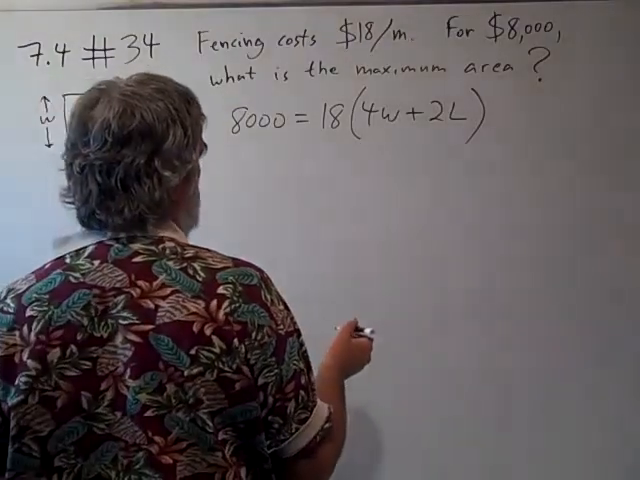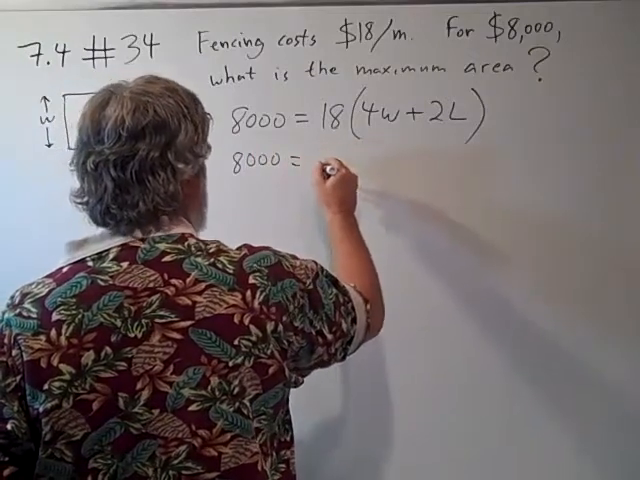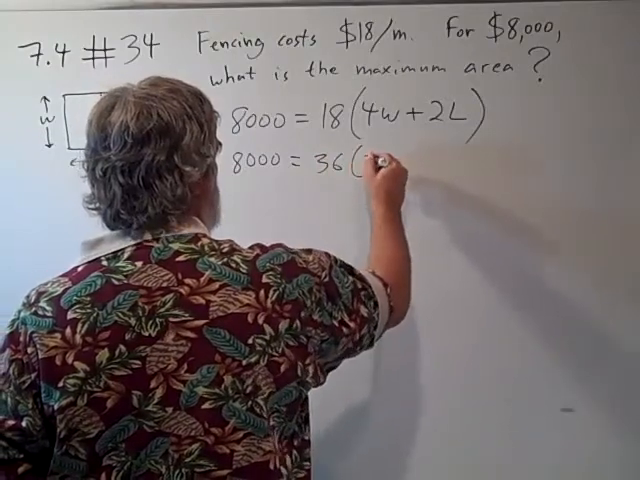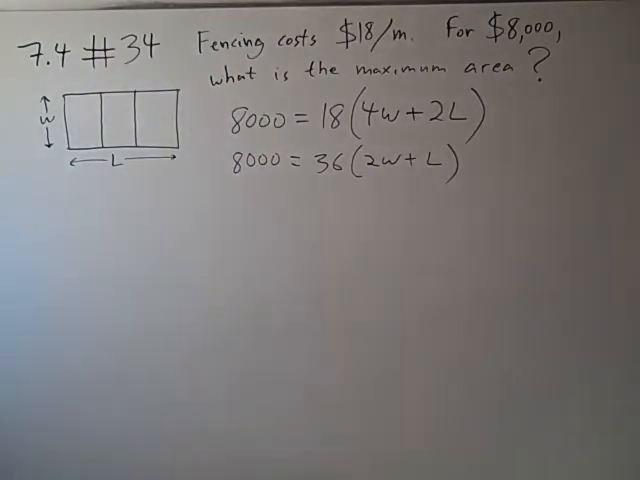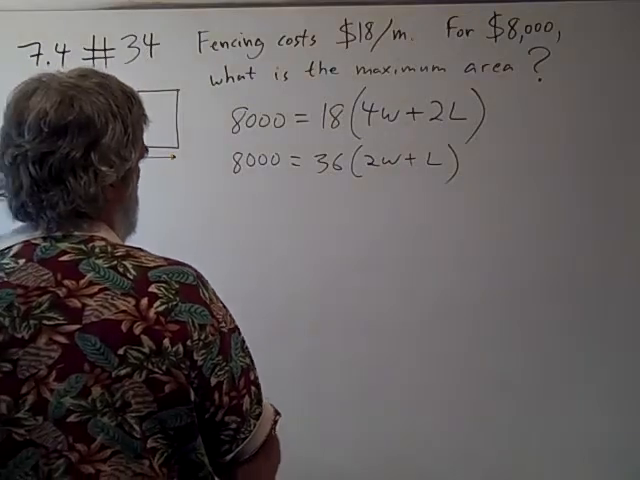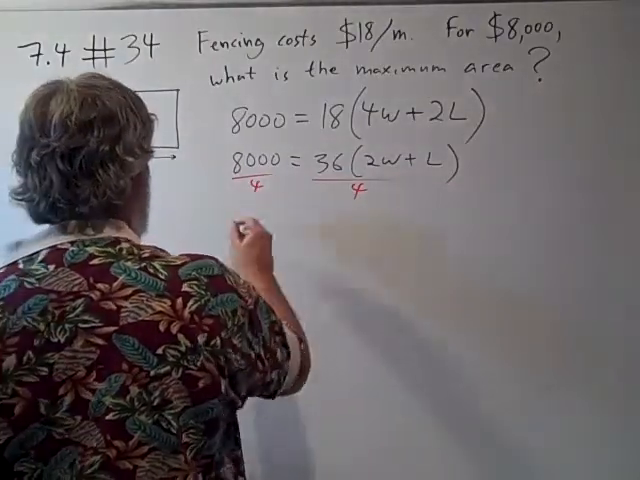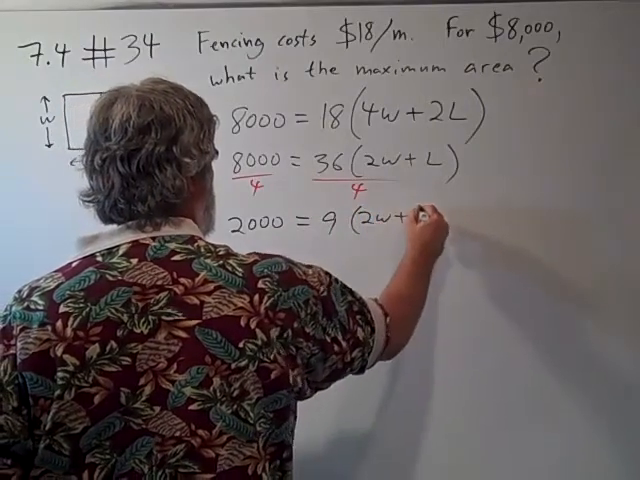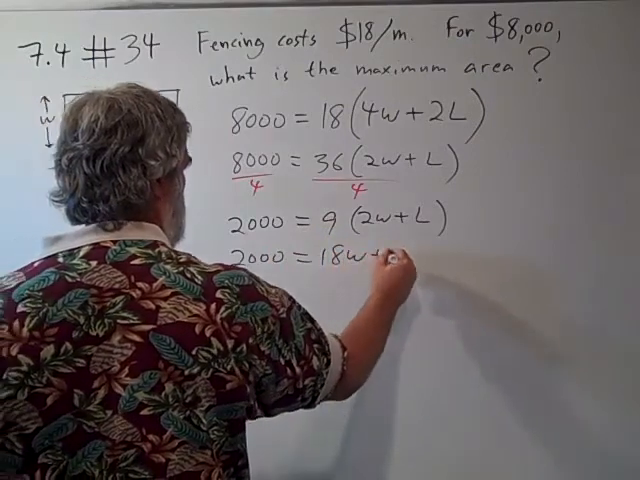And so, let's see, we can factor a 2 out of the parentheses, so this is 8,000 is equal to 18, and 18 is 36, times 2W plus L. I factored a 2 out, which doubled the 18 on the outside. Now I can divide both sides by 4. And this gives us 2,000. 4 goes into 36 9 times 2W plus L. Or 2,000 is equal to 18W plus 9L.